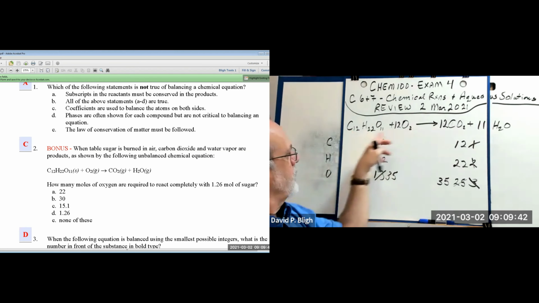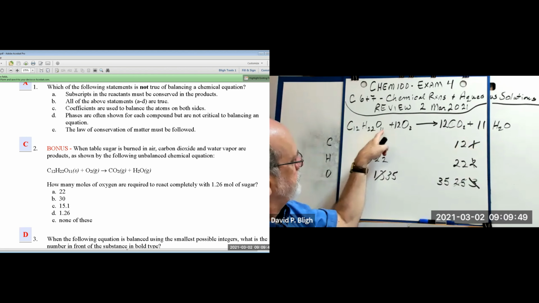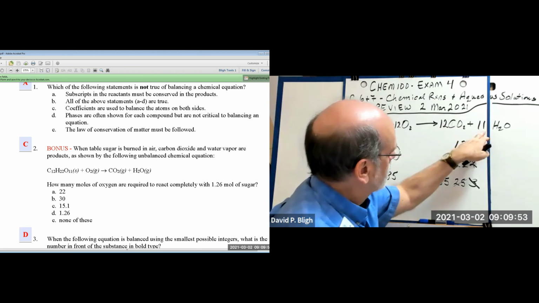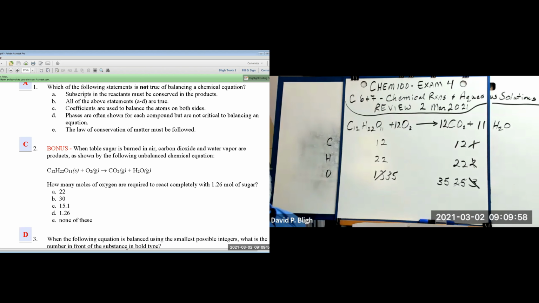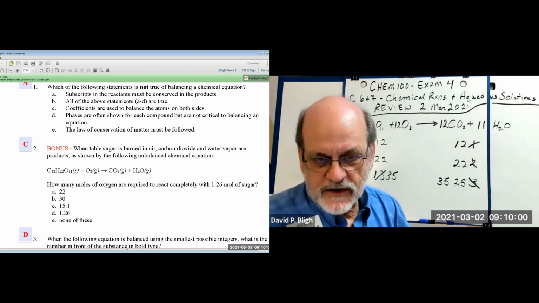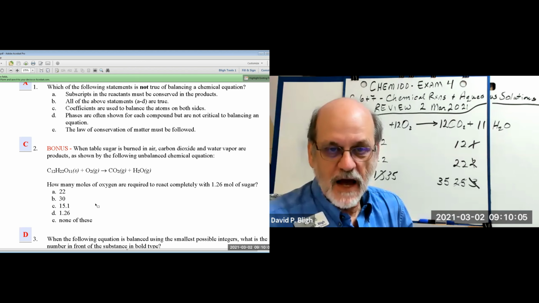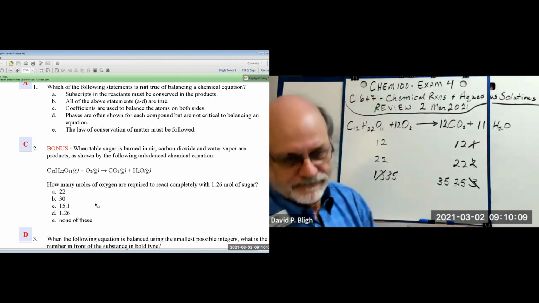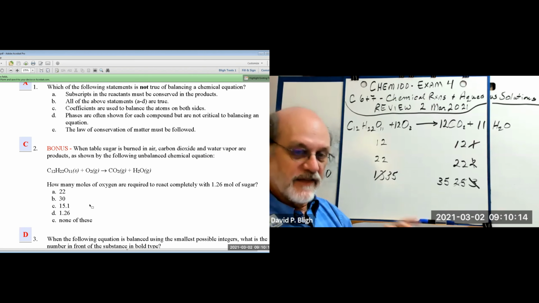12 carbons, 22 hydrogens, 24, 35 oxygens, 24 and 11 is 35. So we're balanced. We'll leave the rest of this problem until the next chapter, because we have to discuss the topic of stoichiometry. That's a big word, but it's a useful skill that we'll learn in the next chapter.